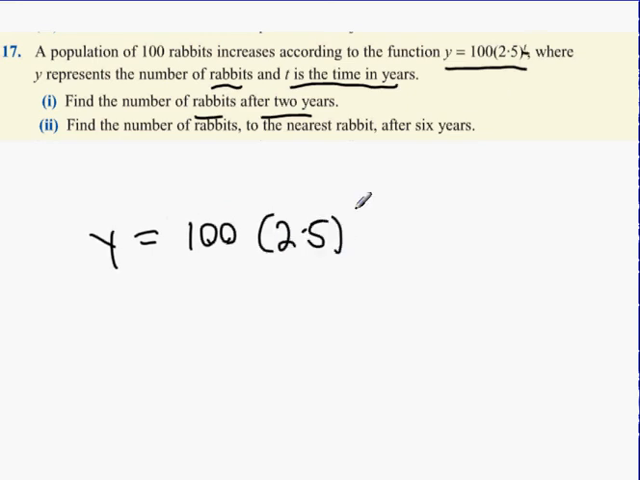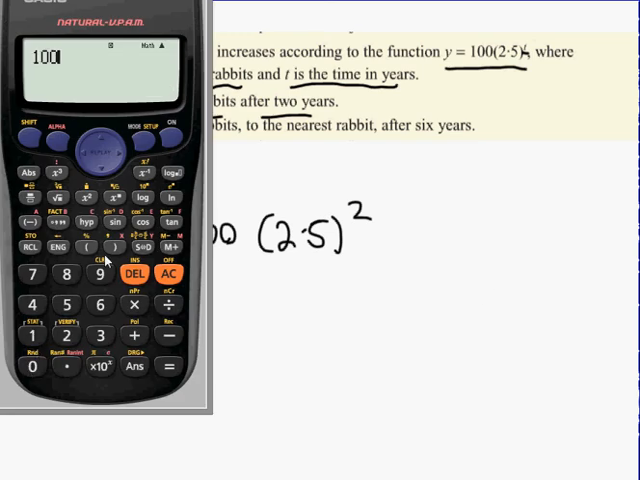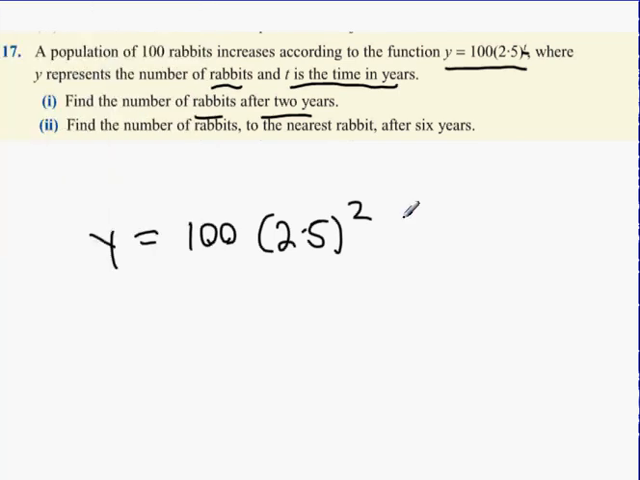Replace t with 2. So it's going to be 100 times 2.5 squared, I reckon that's 625, but we'll find out. 625. Okay. Find the number of rabbits to the nearest rabbit after 6 years. After 6 years, how many rabbits are there going to be?